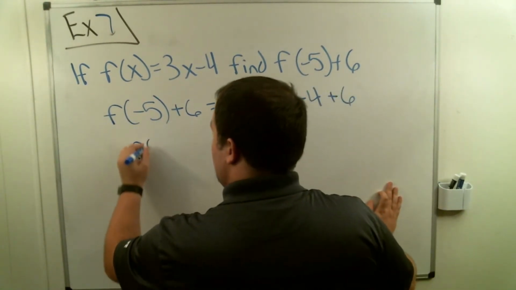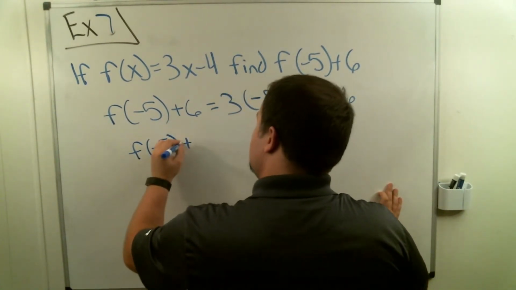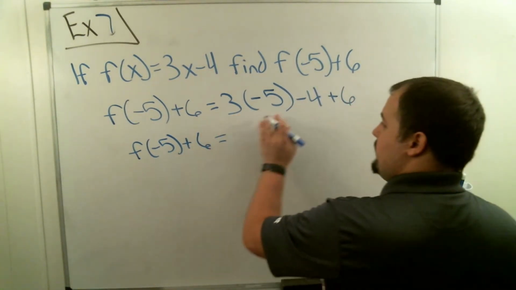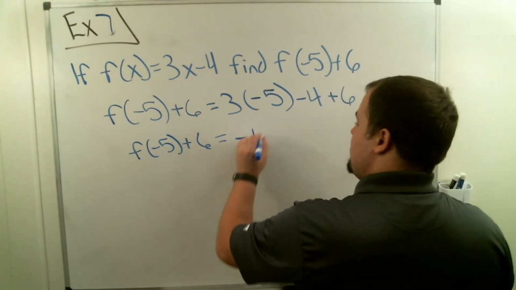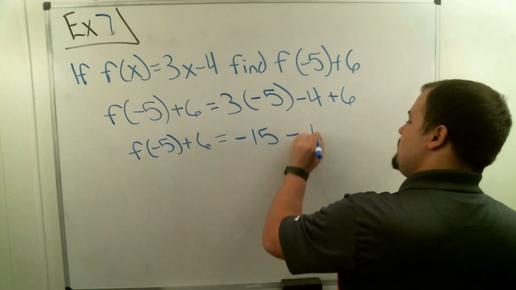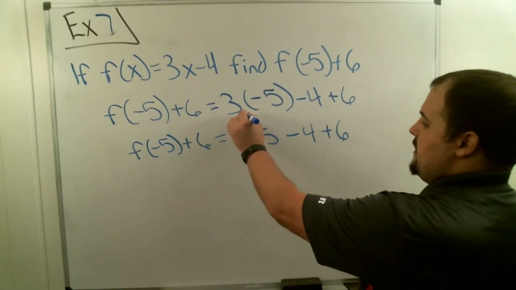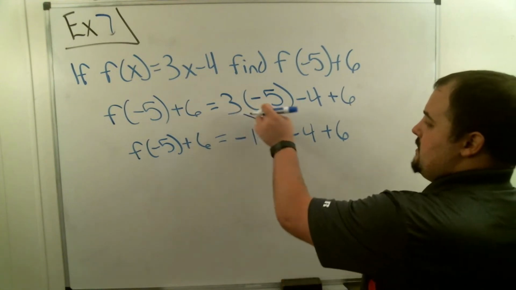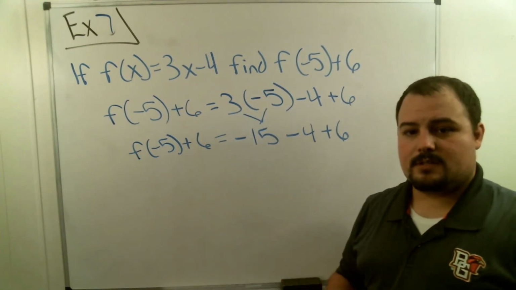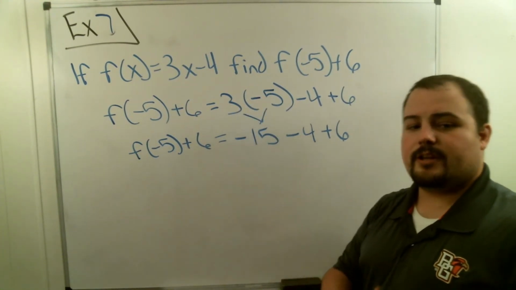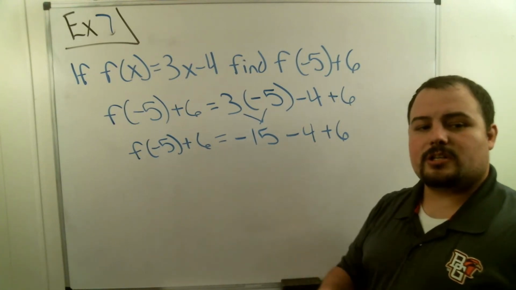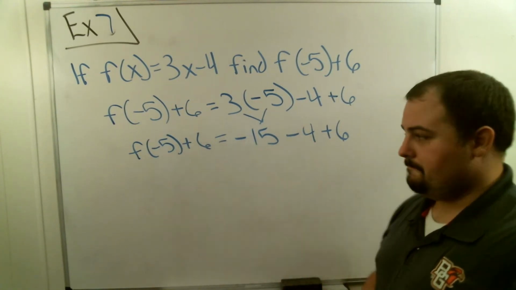We rewrite that again. F of -5 plus 6 equals 3 times -5. That's -15. Minus 4 plus 6. All I did was solve this part here. 3 times -5, that's -15. So I'm solving this problem slow. I'd rather solve the problem slow and then change it to something different at the end.